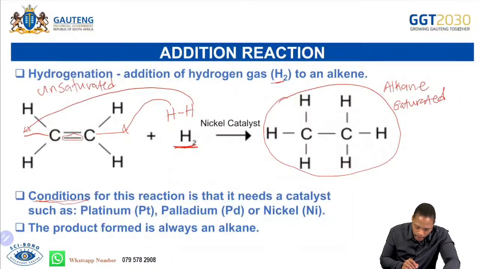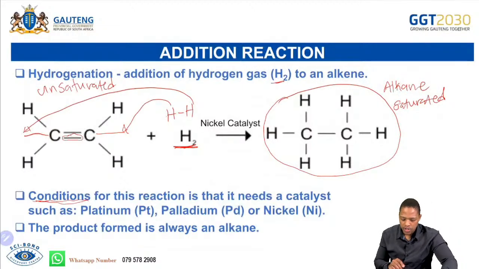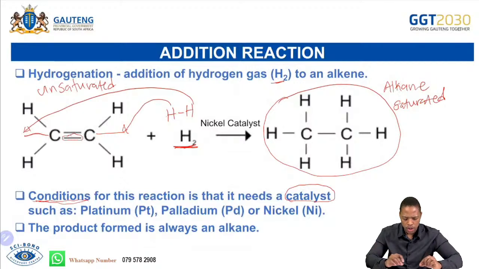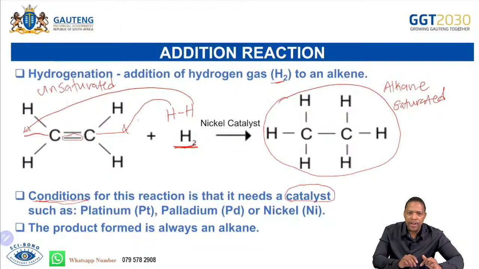But for this reaction, grade 12, to take place, there are conditions that must be met. One of the conditions for this reaction is that it needs something called a catalyst. So what is a catalyst? I'm going to put it generally because I'm not going to say it lowers the activation energy, but I'm going to say it's something that simply speeds up the reaction, even though that's a general way of putting it. So this reaction will be very, very slow, grade 12, if we do not put in a catalyst.